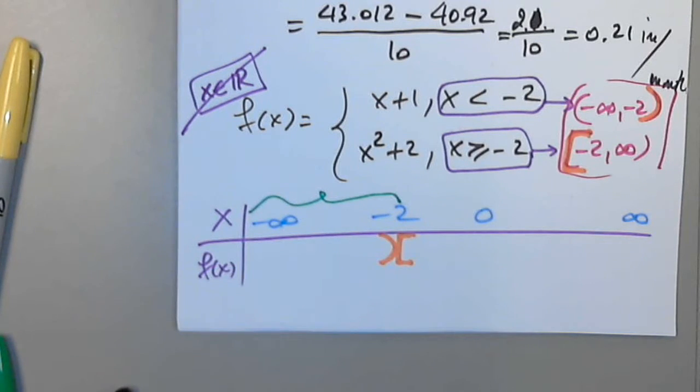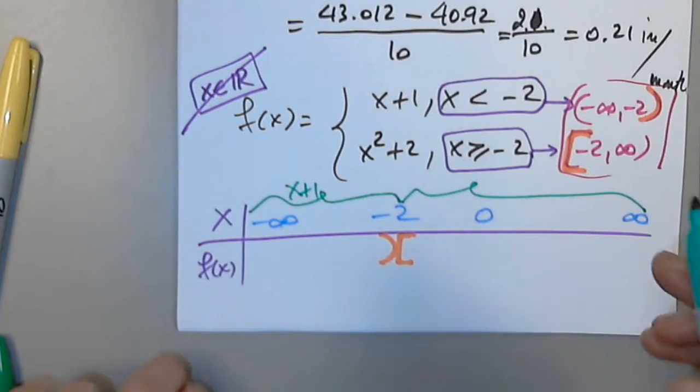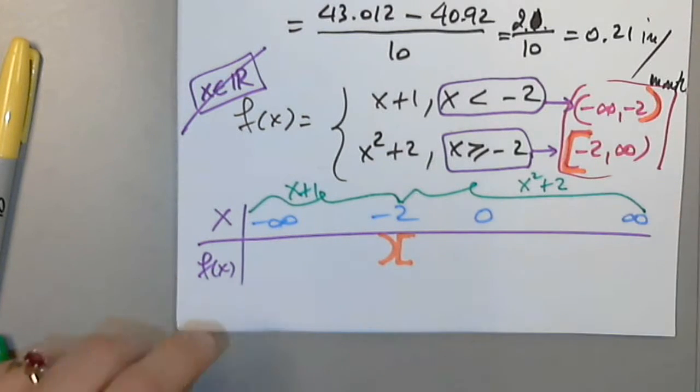x plus 1. Do we all see that? Yes? Which function do I use between -2 and infinity? x squared plus 2. Which type of function is x plus 1? Linear. Awesome. Which type of function is x squared plus 2?